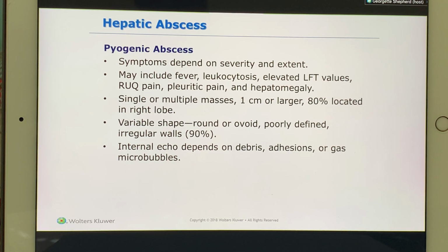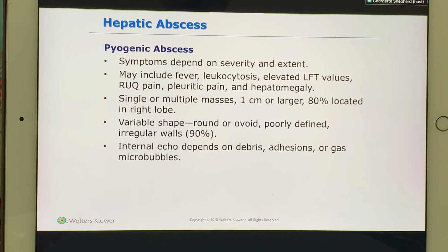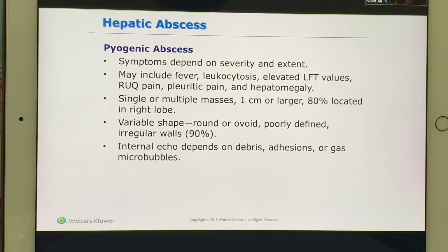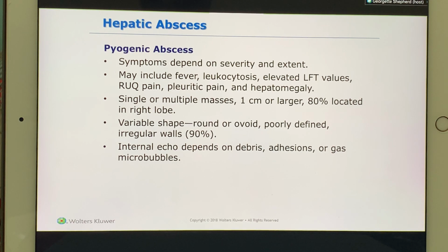A pyogenic abscess, you have fever, leukocytosis. Leukocytosis is what? White blood cell. Elevated white blood cells. Elevated LFTs, right upper quadrant pain. What is pleuritic pain? What do you think that is? Oh, in the lungs. Pain when breathing in the lungs? Yeah, pain with breathing, okay?